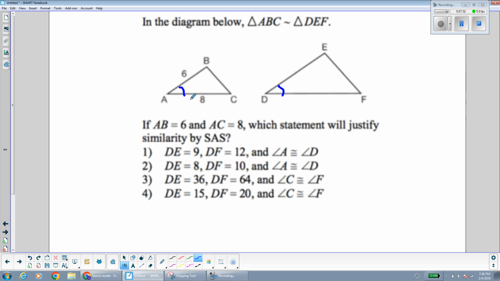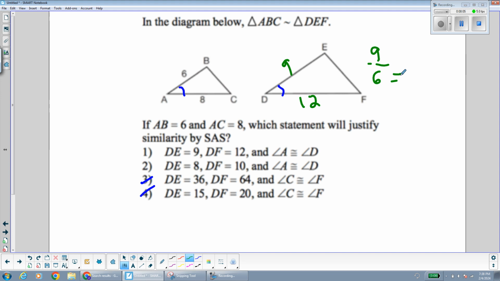So already, I'm going to eliminate answer choice 3 and 4 because that doesn't have the angle in the correct spot. So now all I need to do is check out answer choices 1 and 2 and see which ones have side lengths for DE and DF that make proportional to the other side lengths on triangle ABC. So in answer choice 1, it's saying DE is 9 and DF is 12. So let me find the scale factors. I'm going to do side from big triangle over corresponding side from small triangle.